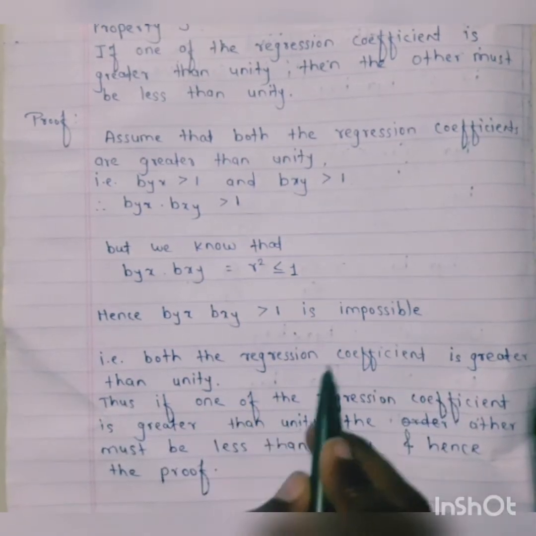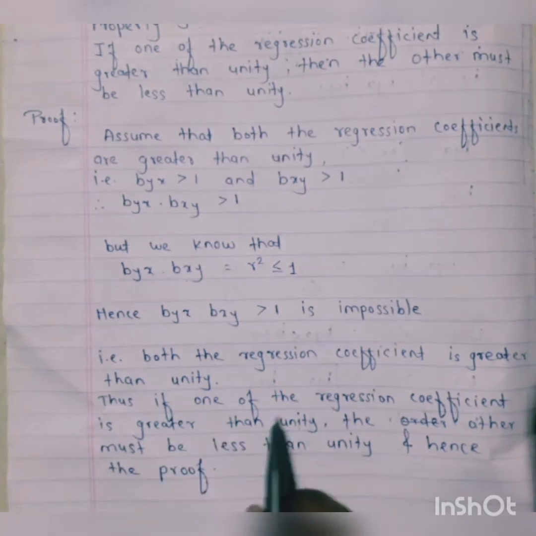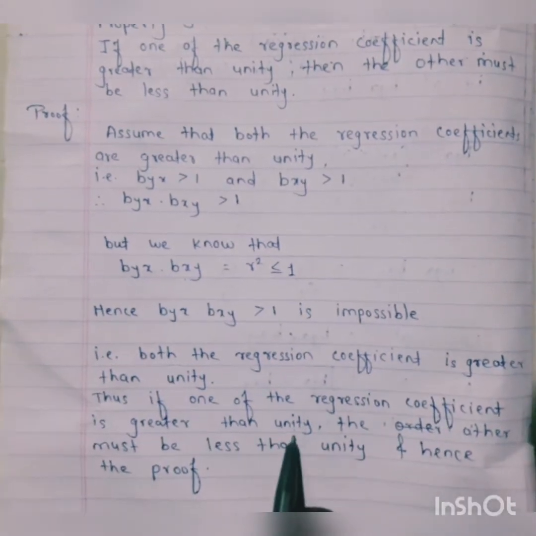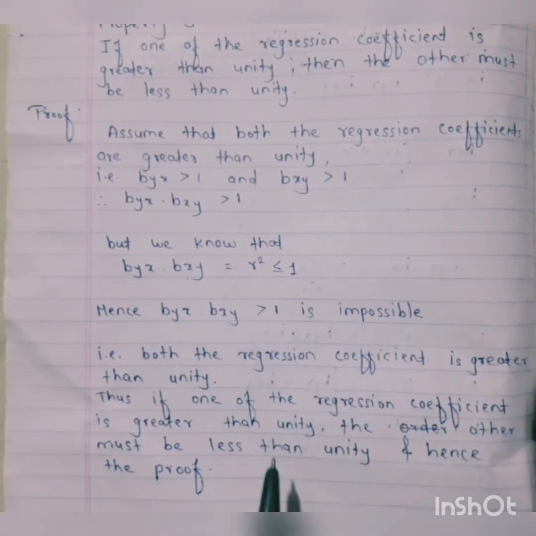That is, both the regression coefficients cannot be greater than unity. Thus, if one of the regression coefficients is greater than unity, then the other must be less than unity, and hence the proof.